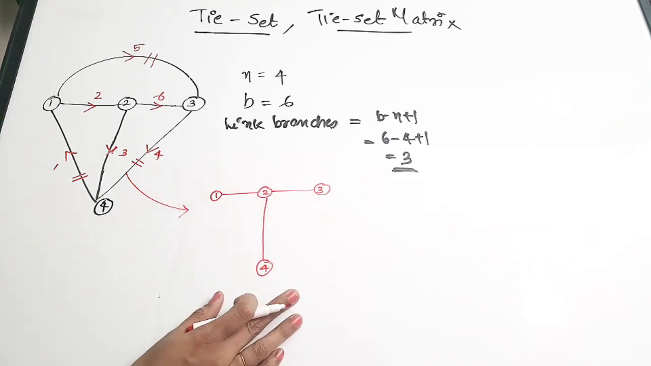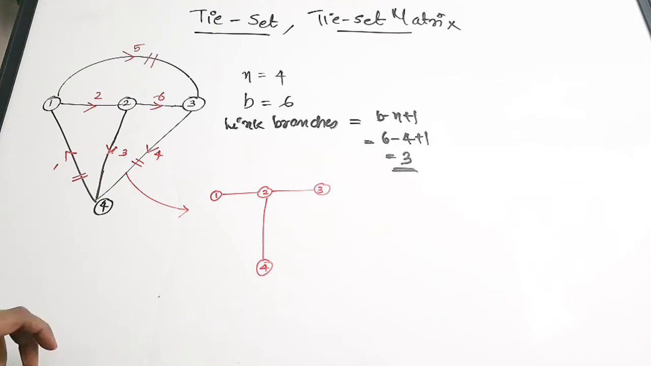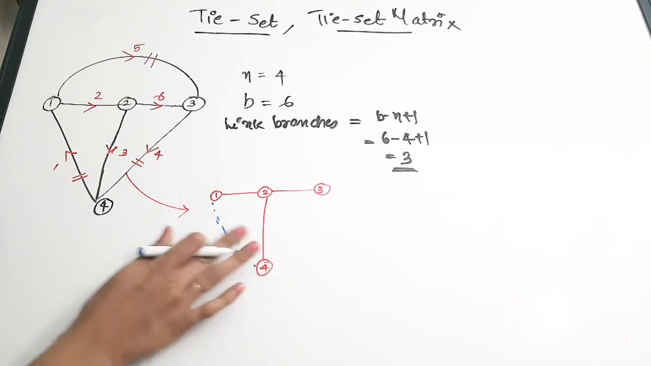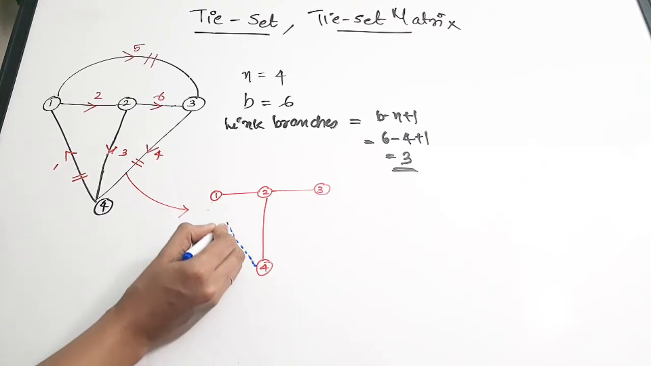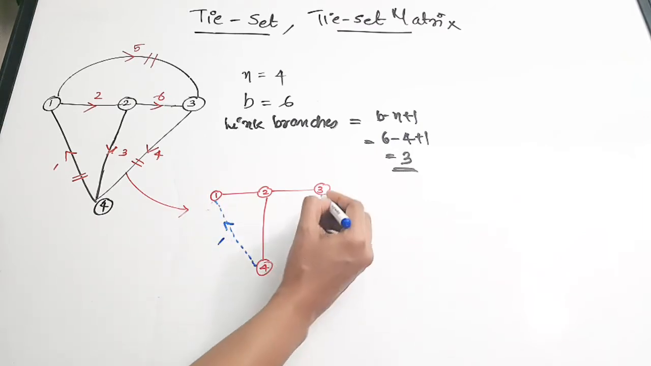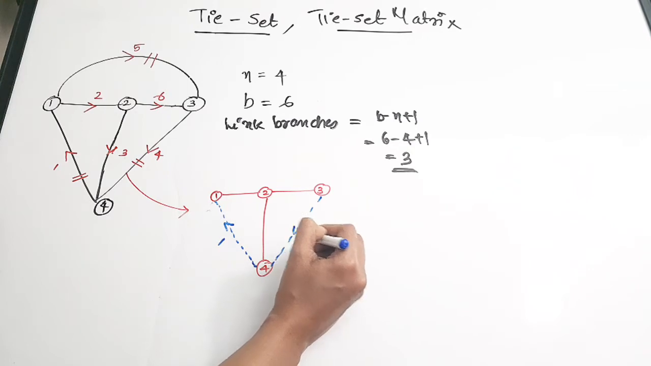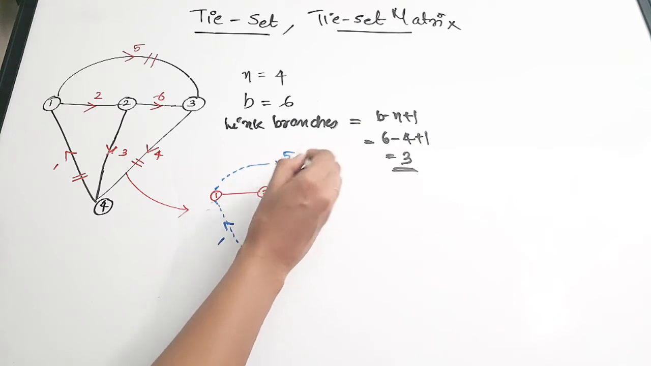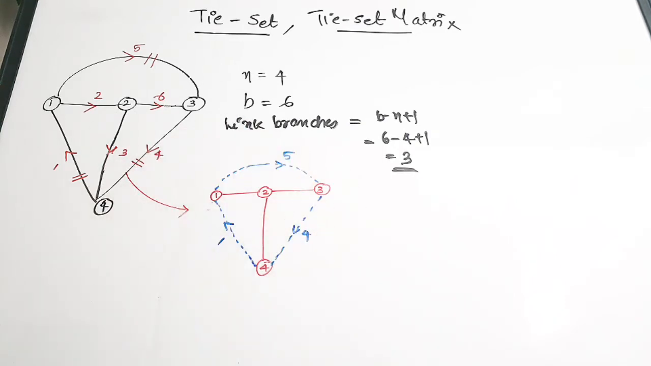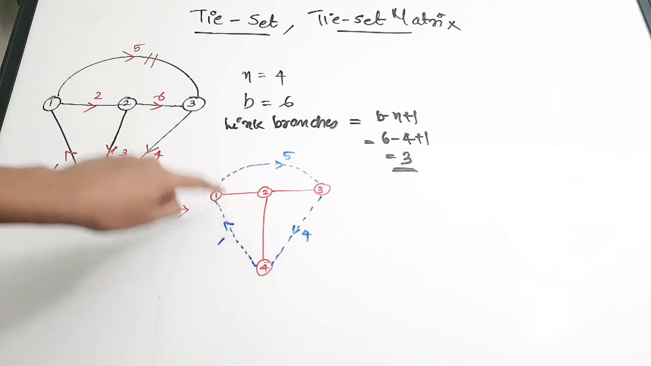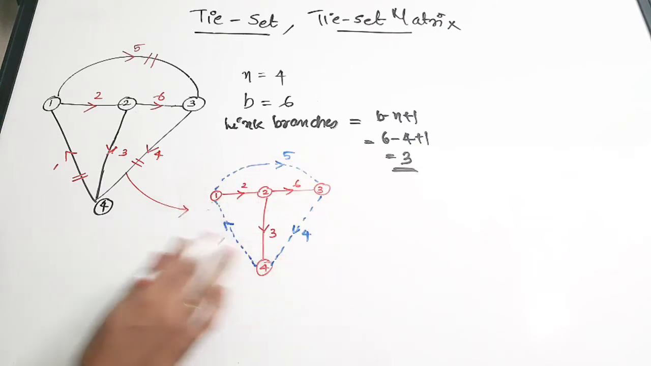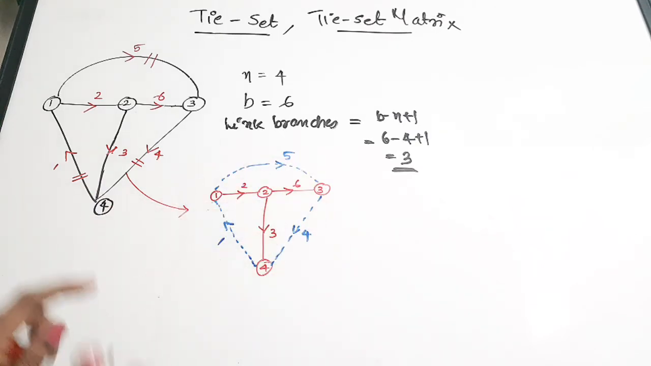So this is the tree which I am forming, and I have removed these branches: this is one branch which I have removed, this is 1, again I have removed branch 4, and I have removed another branch, 5. So these branches, which are marked in blue color, are my link branches. And the branches that are marked in red color have not been given names. They are 3, 2, and 6. So the branches in red color are my tree branches, that is, present inside the tree.